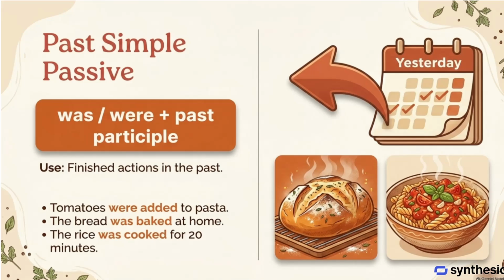Here is another example. The bread was baked at home. And the rice was cooked for 20 minutes. Remember, for the past passive, use was or were, plus the past participle.